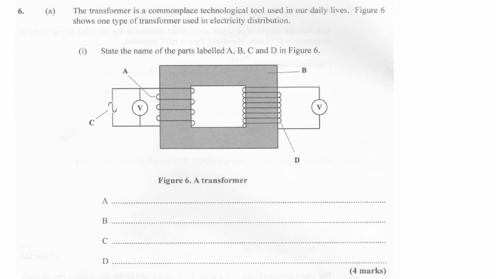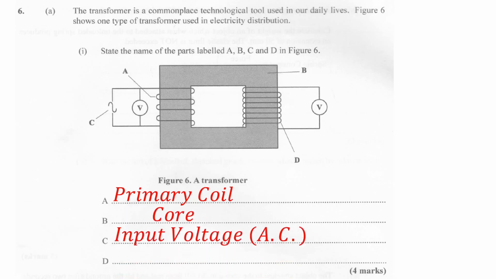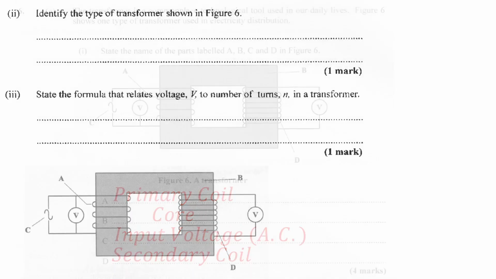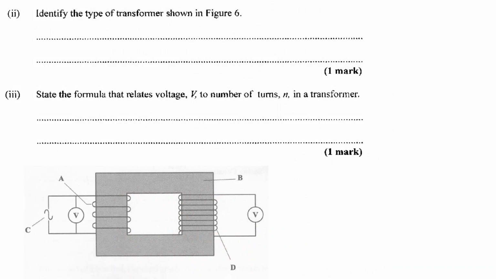So, part A is pointing to the primary coil. B is pointing to the core. C, that's the alternating current input voltage, and D, that's the secondary coil. Now notice that the primary coil and the secondary coil are not the same amount. In fact, we have much more on the secondary coil, and that is important to notice because the next question says to identify the type of transformer shown in figure 6.